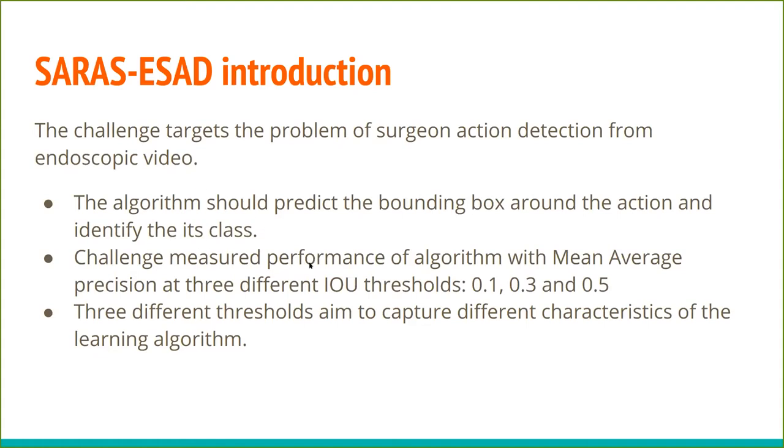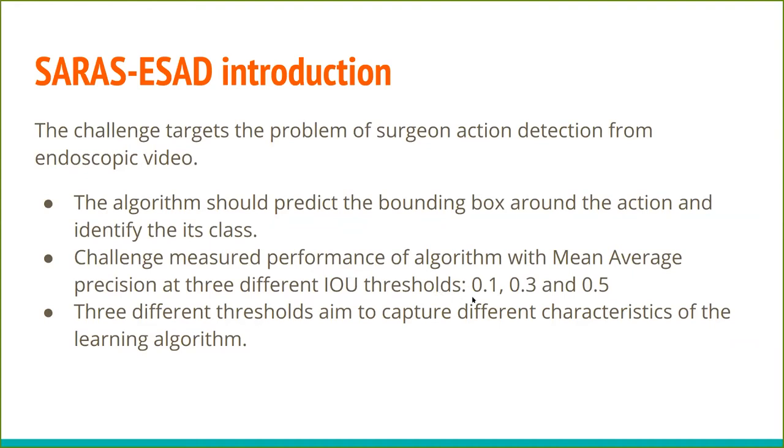So to identify this action, for that purpose, we have to develop some kind of metric that we want to use to evaluate the quality of the algorithm that the participants are providing. So we use average precision, which is the standard metric in all the detection tasks, but there is a bit of a tweak that we use.